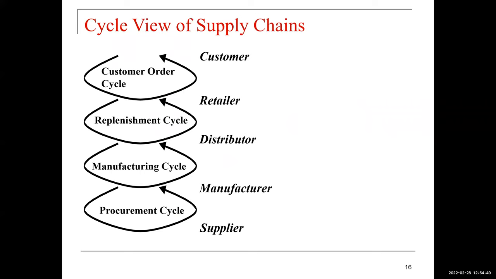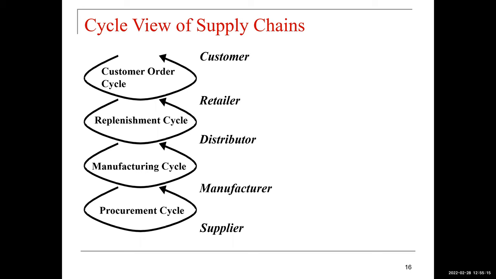The cycle view of supply chains is, again, a cyclical process in which you involve the customer, the retailer, the distributor, the manufacturer, the supplier. You take into account different seasons of the year. So you know you have to revisit this for the summer, you have to revisit this for the winter, spring, and so on. So it's not constant, okay?